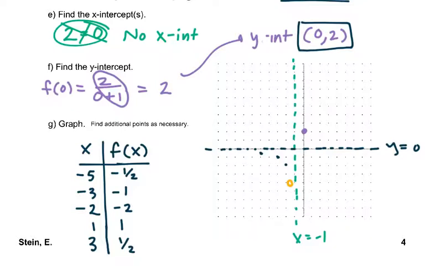On the positive side, I might have 1, +1 and over 3, up 1/2. So you can see here's the curve of my rational function, and it really does bound right up, getting infinitely close to those asymptotes, but never touching them. And remember, sometimes we can cross a horizontal asymptote, but you will never cross a vertical asymptote.